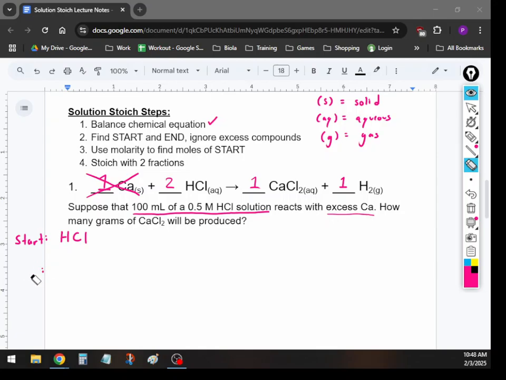And then the question is asking how many grams of CaCl2 will be produced, which means that what we are looking for in this problem is CaCl2. Again, it's usually going to come after the question how many or something like that. So CaCl2 is what we are looking for. Okay? Which means that H2 is also not important. Okay, everybody good with that? Okay, that is step 2.